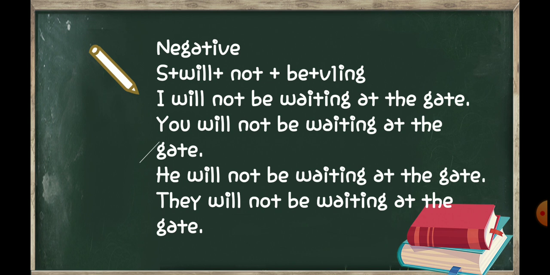After the subject, the helping verb will, and after the helping verb, you need to add not to construct the negative structure. And then follows the rest of the verb. See the sentences. I will not be waiting at the gate. You will not be waiting at the gate. He will not be waiting at the gate. They will not be waiting at the gate.